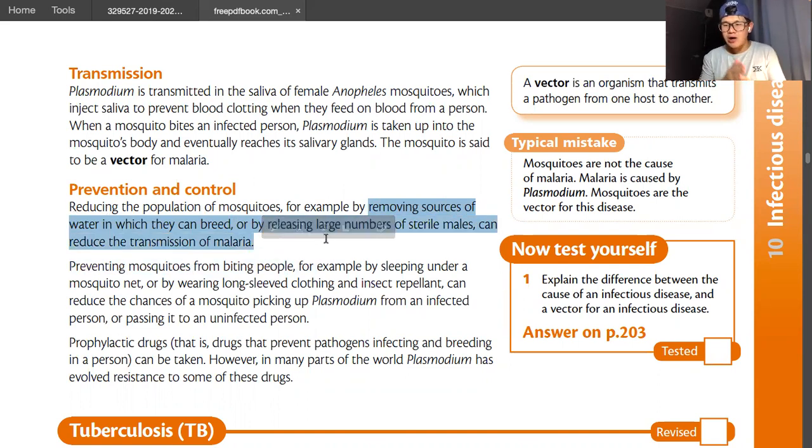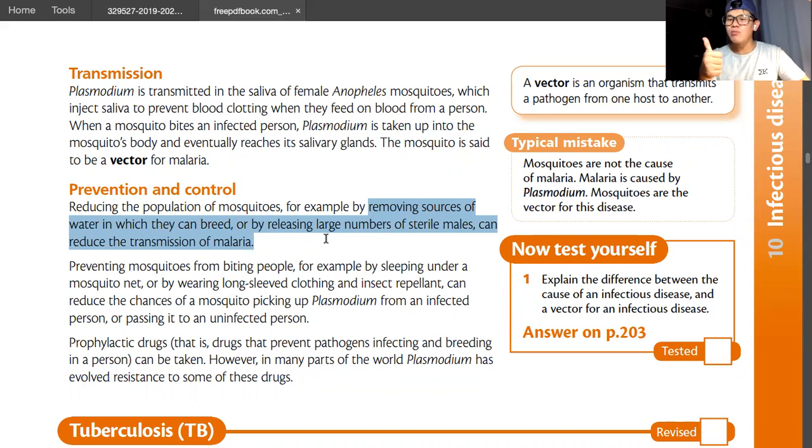So in other words, the best way to control the spread of malaria is by removing the vector. Okay, we are trying to reduce the number of vectors here. In other words, we are trying to kill all the female Anopheles mosquitoes. We want to make sure they're not going around to transfer the malaria, the Plasmodium, around. So how do we do that?